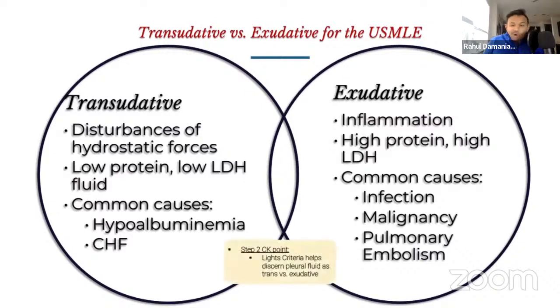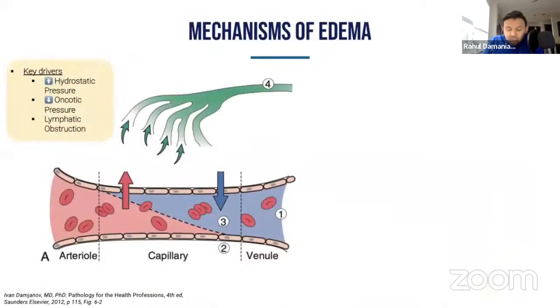So just for a Step 2 CK point, and I'm going to be covering Step 2 CK in the coming months, Light's criteria is highly tested on the USMLE Step 2 CK, and that helps you discern whether the pleural fluid you have is transudative versus exudative. So let's just go through some physiology integrations. And I want to talk to you about edema.